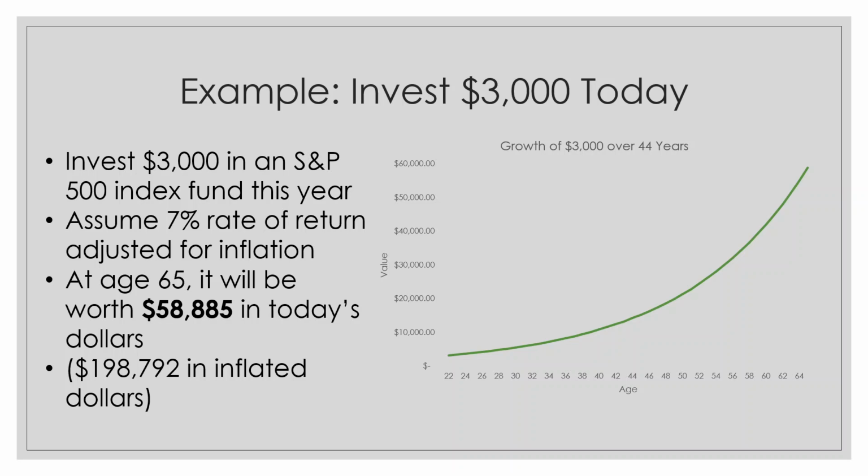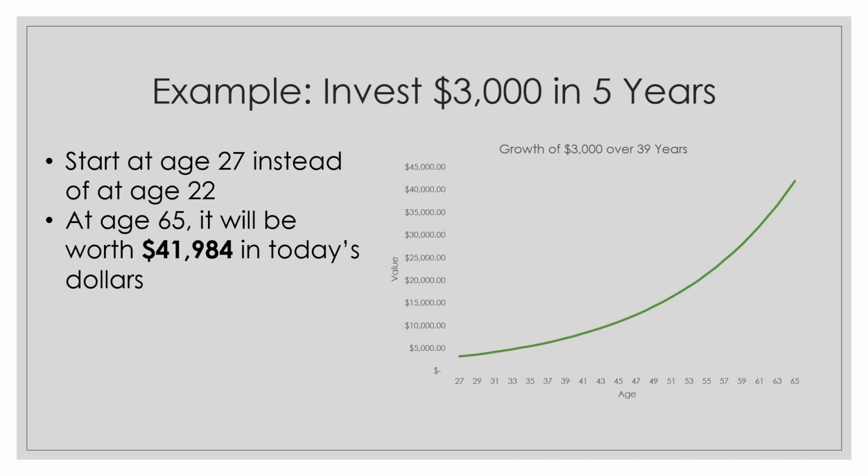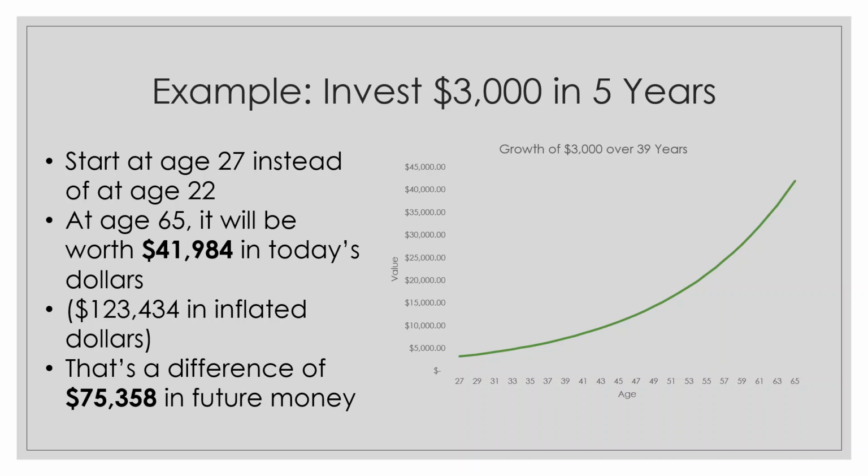Now let's say that you don't invest your $3,000 today, but instead wait 5 years until you're 27. You'll still end up with a lot of money, but it will be worth about 42K instead of 60K by the time you're 65, or 123K in inflated dollars. That's a difference of about $75,000 in future money.